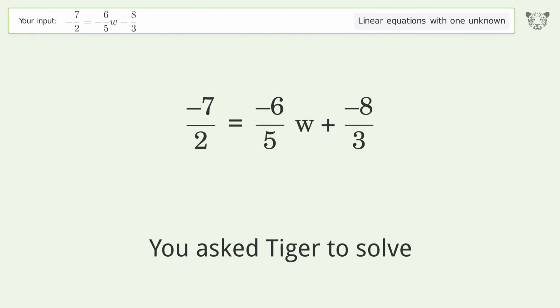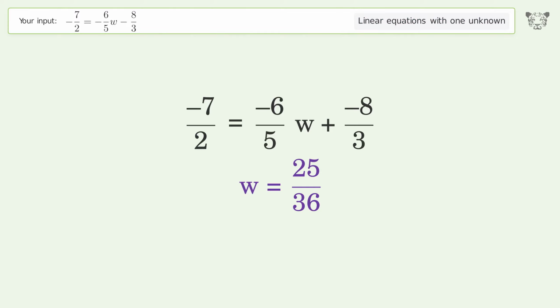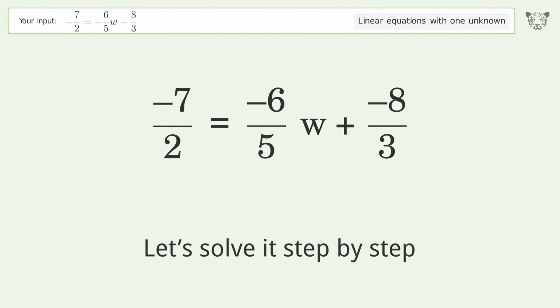You ask Tiger to solve this. This deals with linear equations with one unknown. The final result is w equals 25/36. Let's solve it step by step.